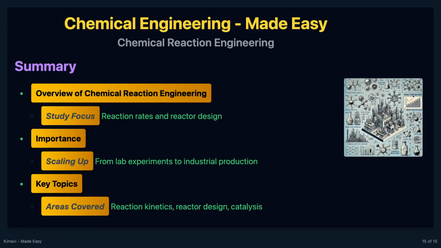Chemical reaction engineering is a fundamental field in chemical engineering that involves understanding reaction kinetics, designing reactors, and utilizing catalysts to optimize chemical processes. Mastery of these concepts is essential for the efficient and economical production of chemicals on an industrial scale.